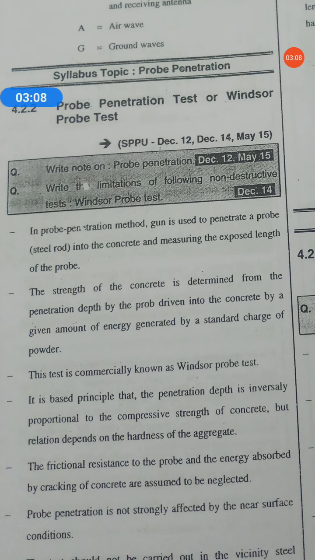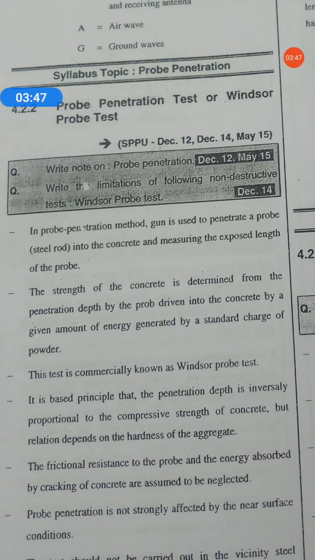If the probe goes deep inside the concrete, then the strength of the concrete is less. This is inversely proportional to the strength of the concrete. If the probe goes only a little into the concrete, that means the strength is more. So it is inversely proportional. It means if the depth is more, if the penetration is more, the strength of the concrete is less. This is inversely proportional, but the relation depends on the hardness of the concrete.